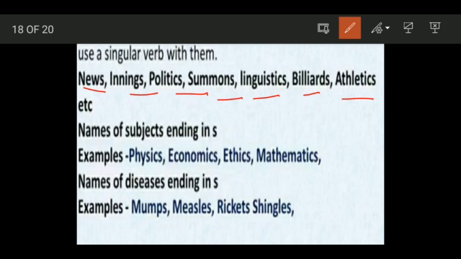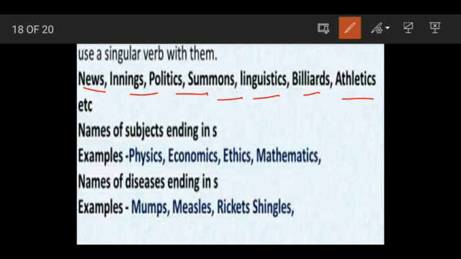In the case of subjects also, physics is one subject only. It is not multiple subjects. So it is a singular subject, so we will use singular. Physics is my favorite subject. We don't say physics are my favorite subject. It is singular, so we'll use singular. Physics is my favorite subject. Mathematics is a tough subject.